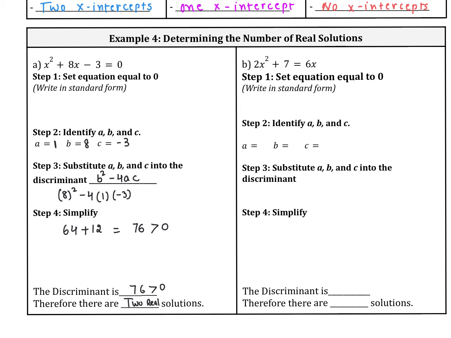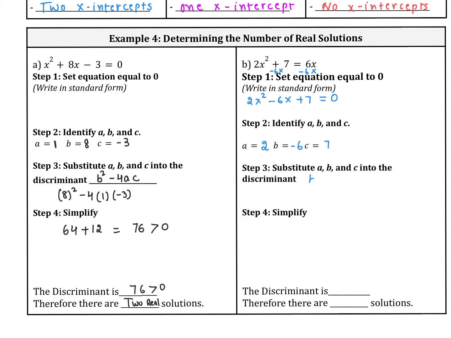Now let's do the B part of this example. First step is to write the equation in standard form. In this case, the other side is not equal to 0, so it's not in standard form. So first, you're going to subtract 6x on both sides. Now write the equation in standard form: 2x squared, and then the x term, negative 6x, plus 7 equals 0. Now identify a, b, and c. So a is 2, b is negative 6, and c is 7.